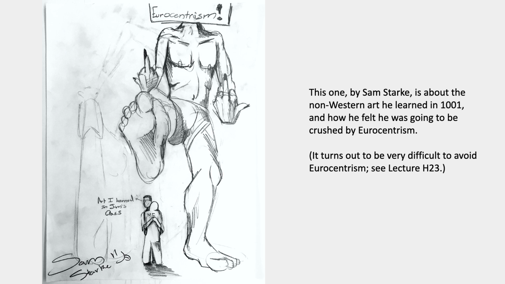This one by a student named Sam Stark, also at the School of the Art Institute. It's about the non-Western art that he learned in his 1001 survey class. So at the bottom there, it says, art I learned in Jim's class. And the guy, Sam, is hugging this art that he learned in my class, but he's about to be crushed by this giant labeled Eurocentrism, which is also giving him the finger.